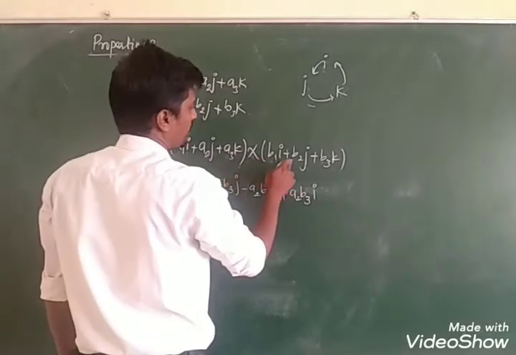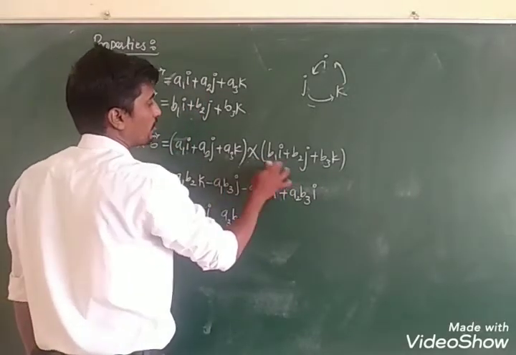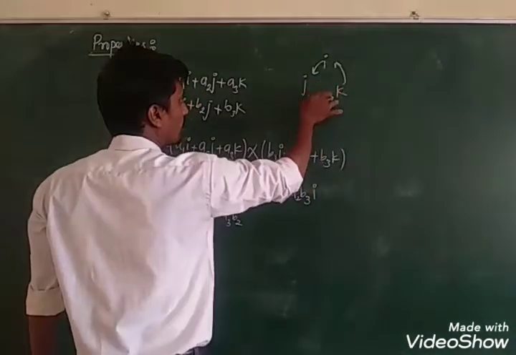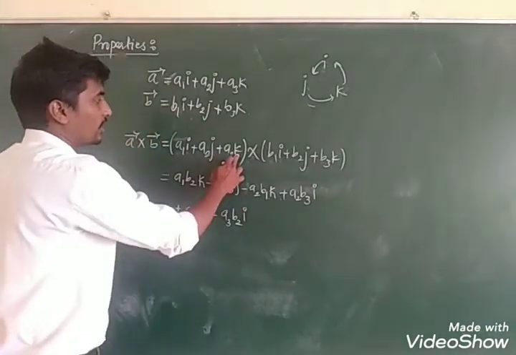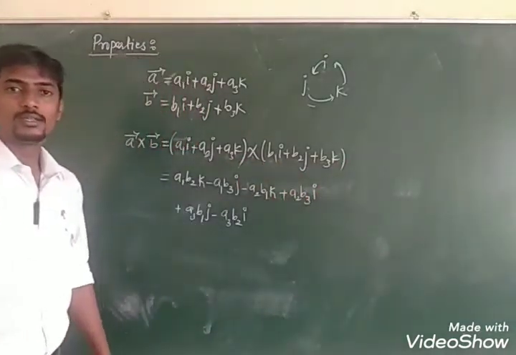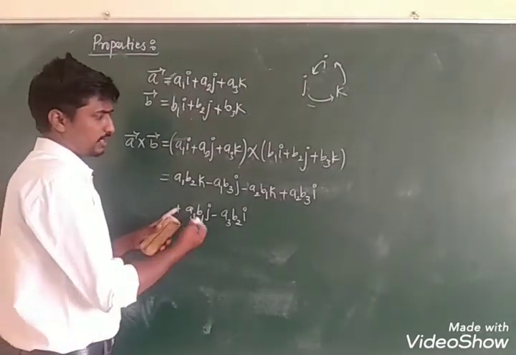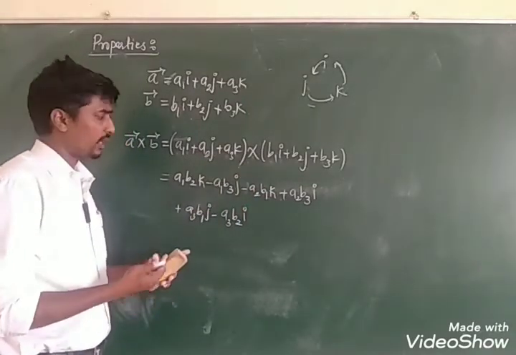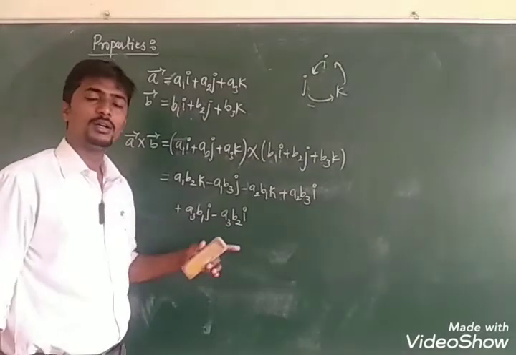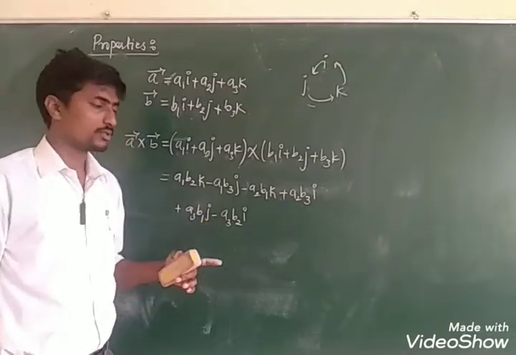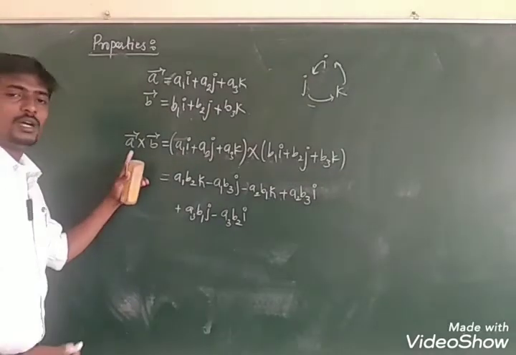Next A3 B2, K cross J. It's a reverse direction, so this will be negative, it is I here. And next K cross K, its value is 0. Now look here, there is no term which is independent of I, J, K, so all are vector components. That's why the resultant of A cross B is always in vector format.